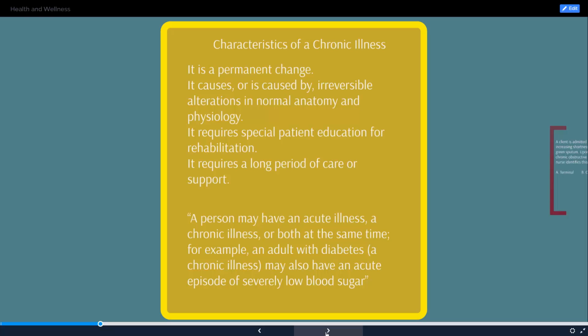And then just so you guys know, a patient may have an acute illness, a chronic illness, or both at the same time. For example, an adult with diabetes, which is a chronic illness, may also have an acute episode of severely low blood sugar. Okay, so that would be where they can have acute or chronic. Also, maybe somebody with asthma gets pneumonia. So you can see chronic and acute illness together.